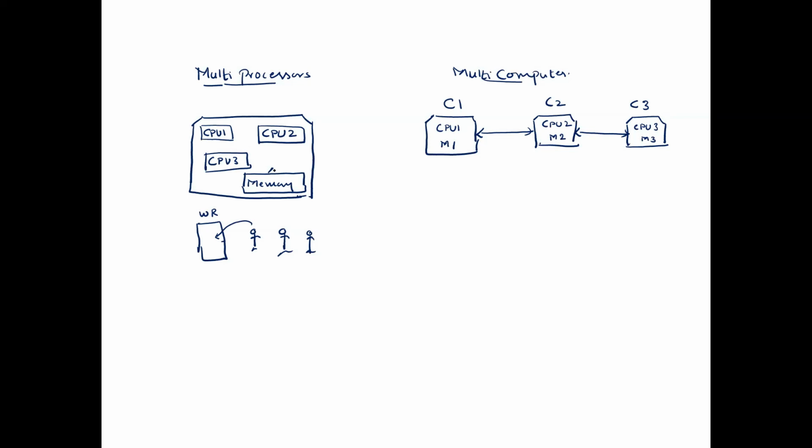Now, how will the system progress the computation? With the help of the shared memory. So such systems are called what? Shared memory systems. Why? Because we have a single common memory among the multiple processors. So such systems are also called shared memory systems.